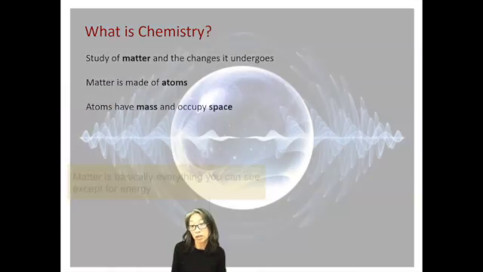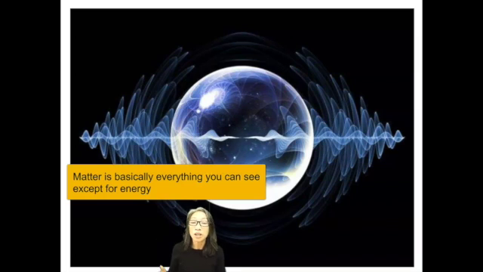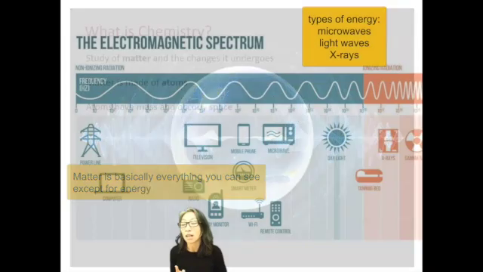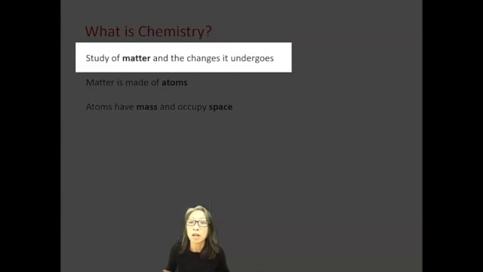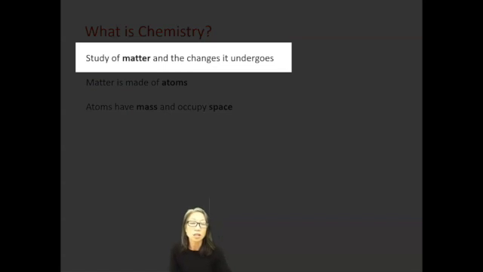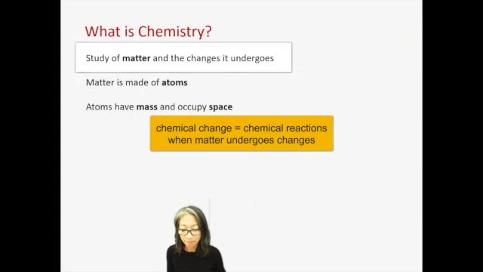Matter does not include energy. So energy travels through space as a wave. It includes microwaves, light waves, X-rays. You can't see those either. We'll be talking about energy in a future chapter. We're studying matter and its changes through chemical reactions.